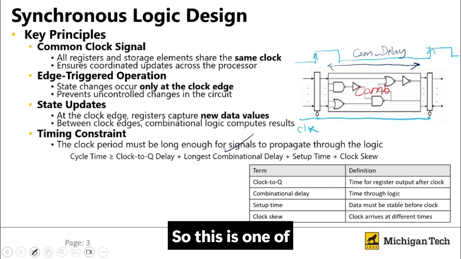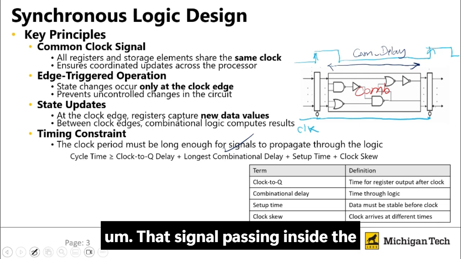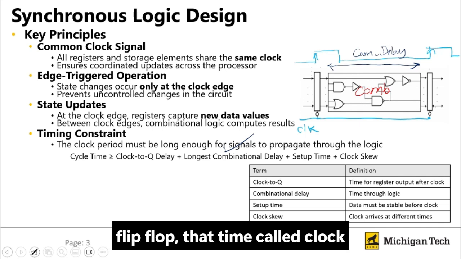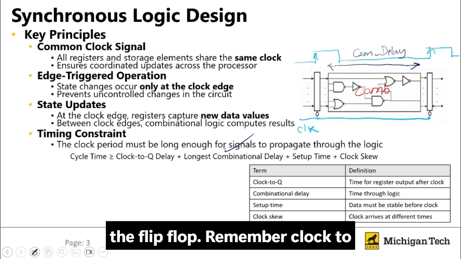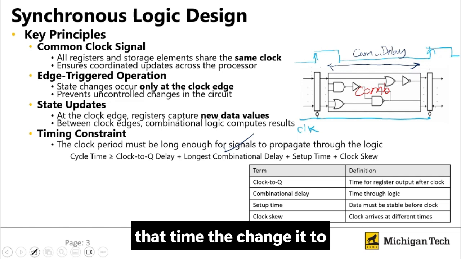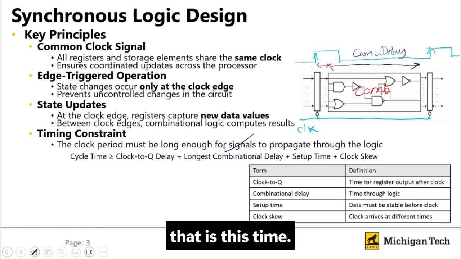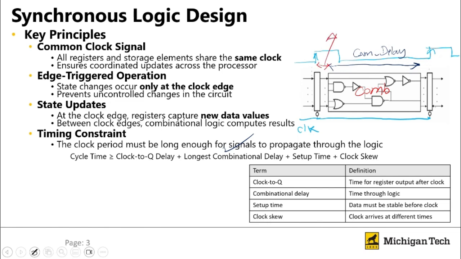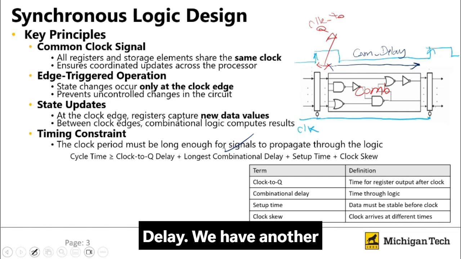So this is one of them. We need some time for the signal passing inside the flip-flop. That time is called clock to Q. Q is the output of the flip-flop, remember? Clock to Q delay is that time. Let's change it to another color to illustrate that. That is this time, the clock to Q delay.